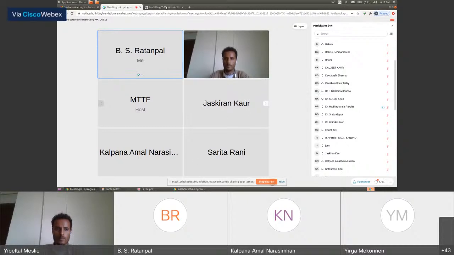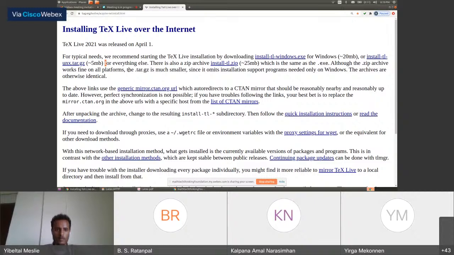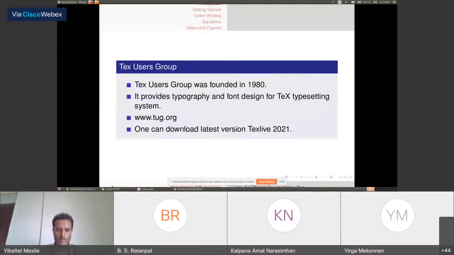So this is the file you need to install. This will cover all the packages. No need to install additional packages as in the other compilers. So this is a very important thing. One should know that.